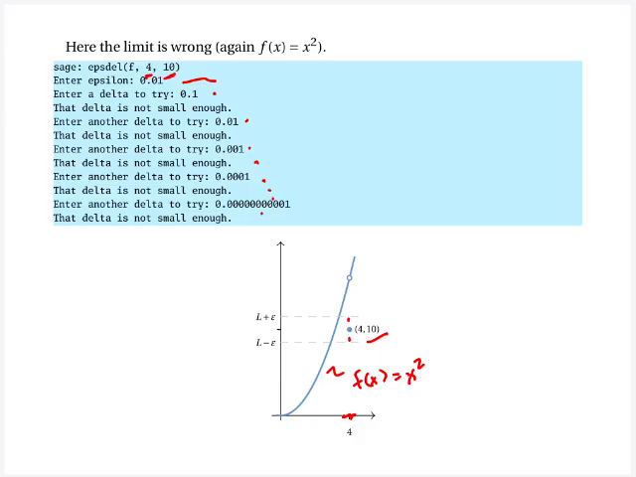Okay, so the idea is that someone challenges you with an epsilon, and you've got to produce a delta small enough. Can you make delta be whatever it takes? And the answer is if the limit is wrong, you can't.